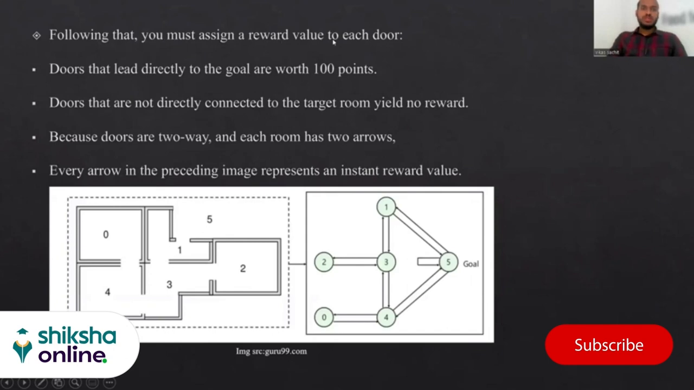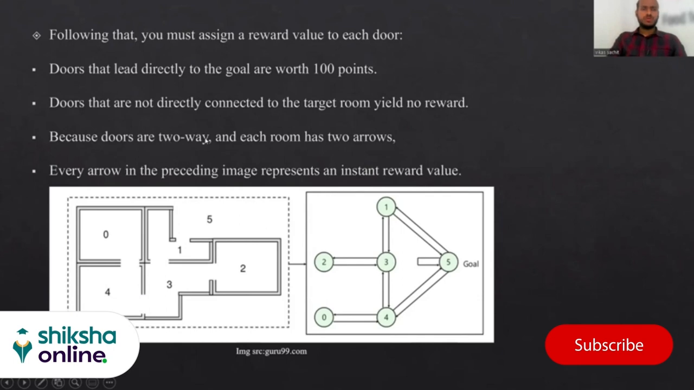Following that, you must assign a reward value to each door. That means whenever it learns and goes to the door, we have to reward it. Otherwise, we will not give a reward. Doors that lead directly to the goal get 100 points. Doors that are not directly connected to the target room get no reward. So when the door is connected to the goal, we'll give 100 points. Otherwise, if the door is not connected, we will not give any reward. That is the point.